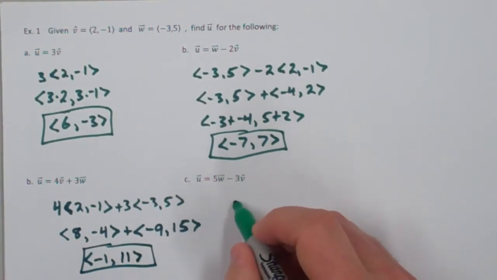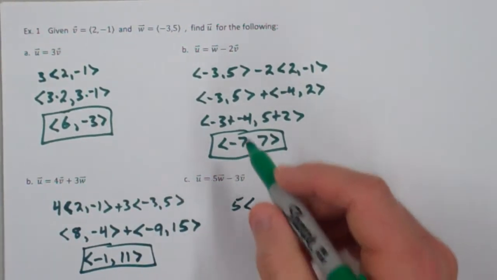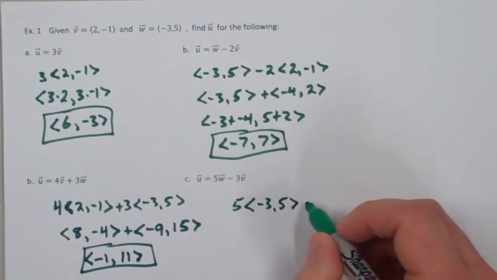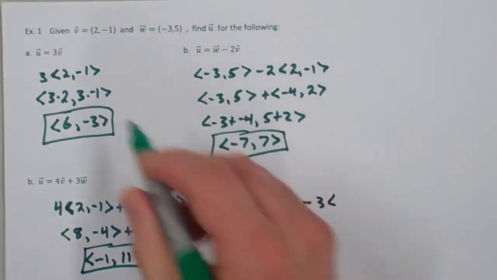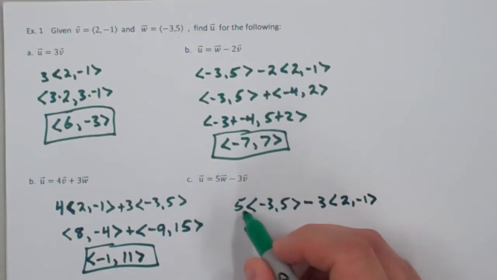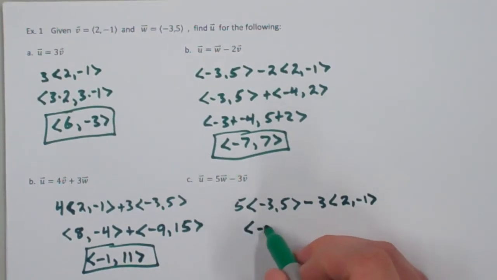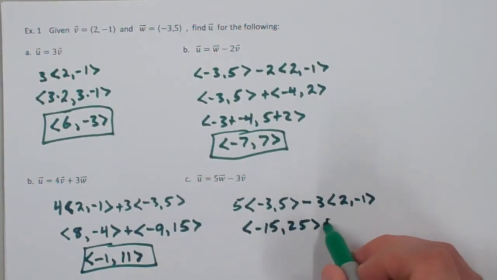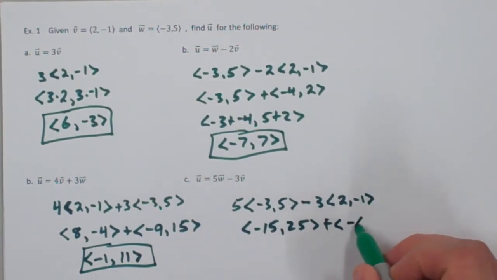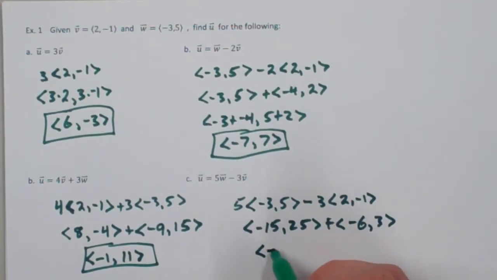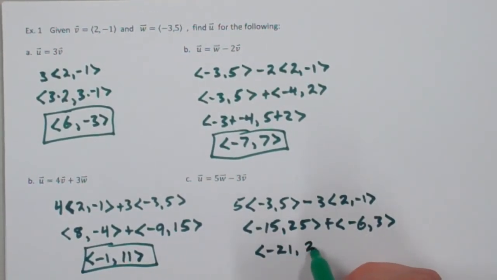One final one, we've got 5 times vector w. So vector w is -3, 5, minus 3 of vector v, which is 2, -1. So we'll do the scalar multiplication here. And then we'll distribute that -3 across, so that's -6 and 3. And then we'll add those up, and that's -21 and 28.